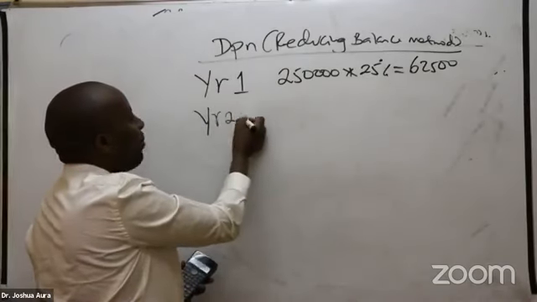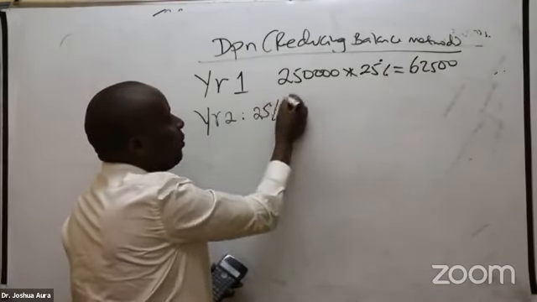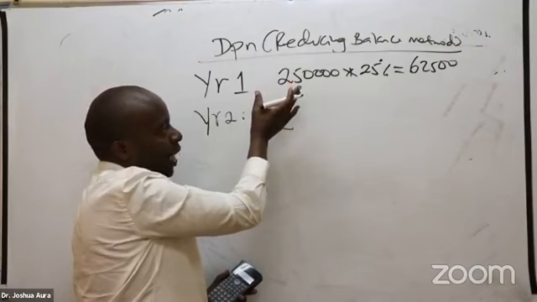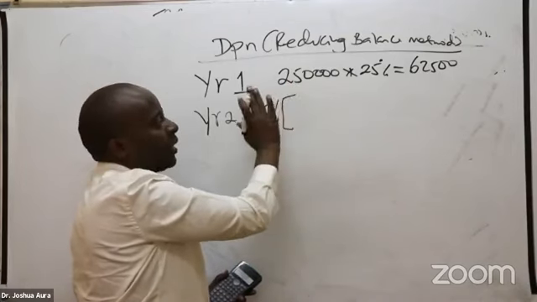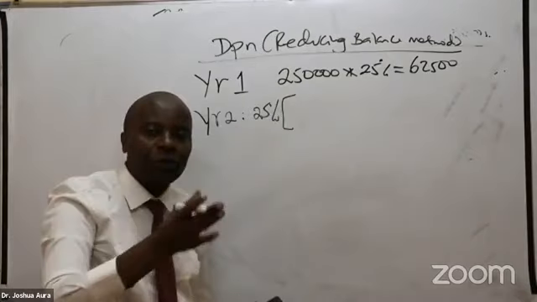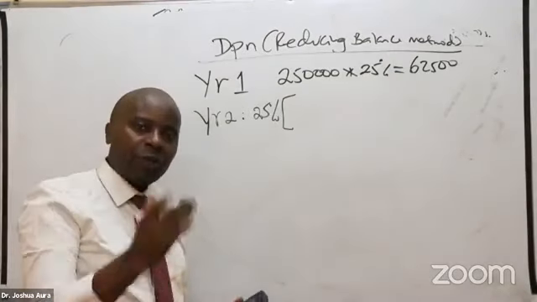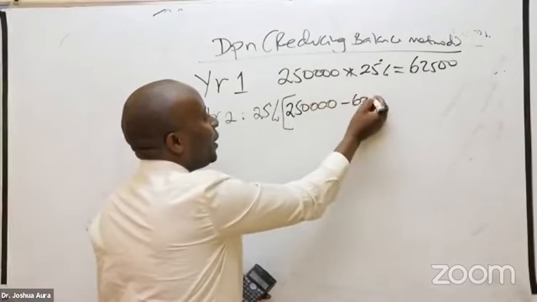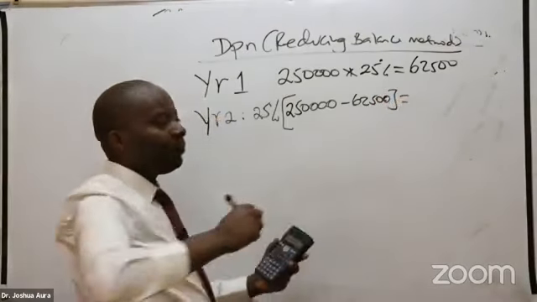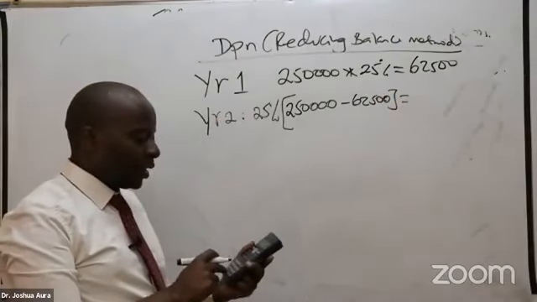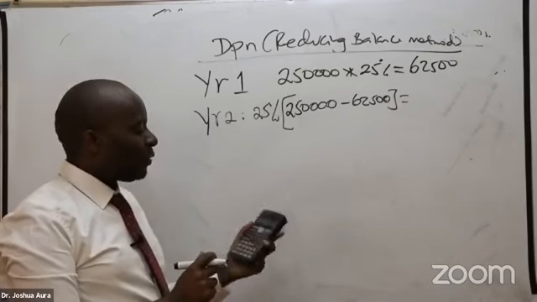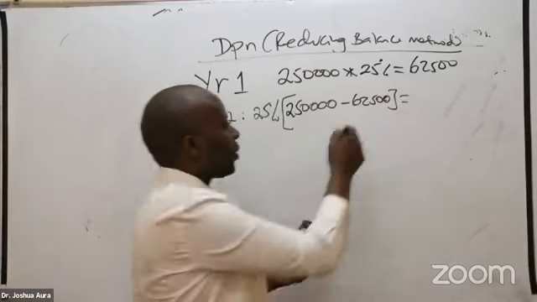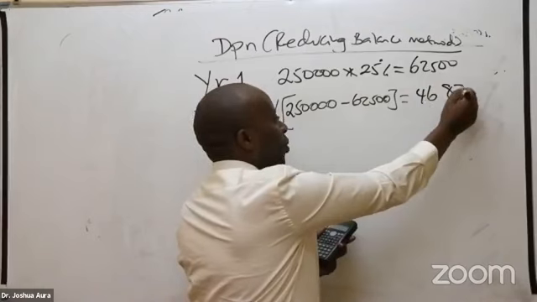So we go to year number two. My depreciation of 25% will be applied on the reduced value. At the beginning of year one, the asset was 250,000, but during the same year the asset lost value of 62,500. So the written down value, the reduced balance here, will be 250,000 minus 62,500, which gives us 187,500. And then I apply the rate of depreciation there, which gives me 46,875.